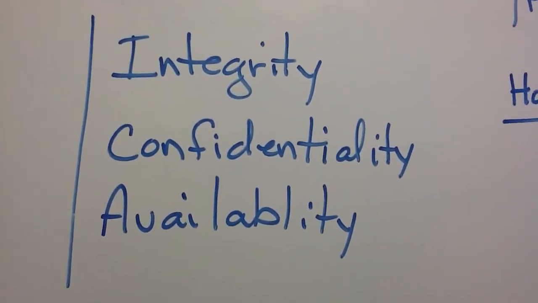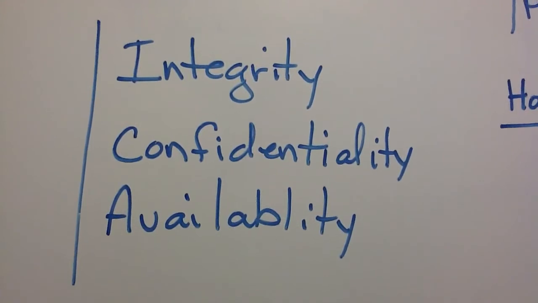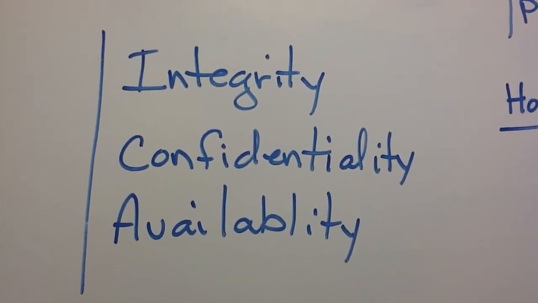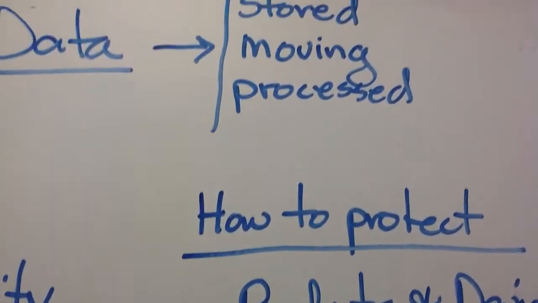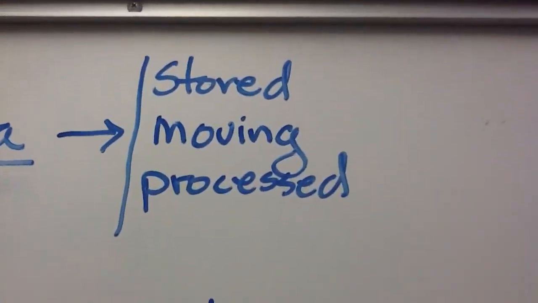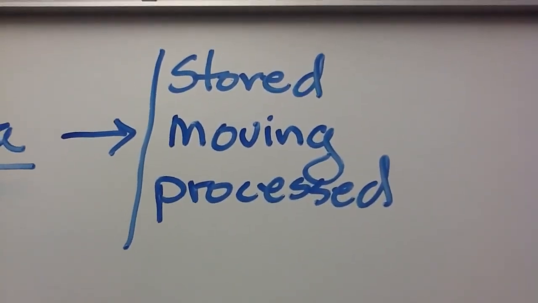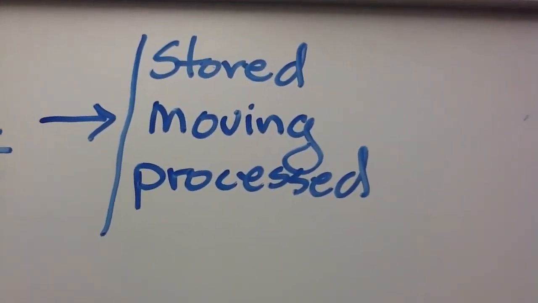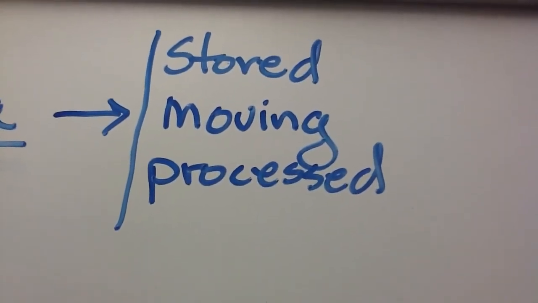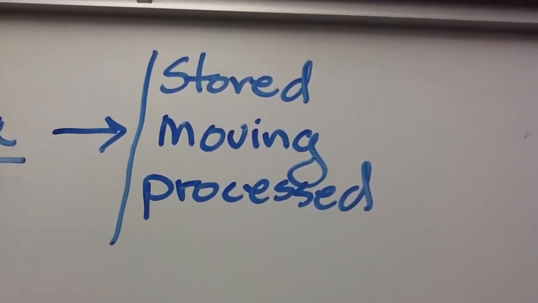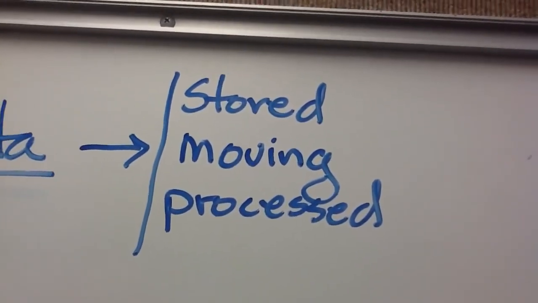And then we got to make the data available. How can we make the right data available to the right people and make sure the data is accurate? Okay? So, where do we have to worry about those three things? Well, we have to worry about it where the data is stored or when we're moving the data, like through the internet or just even from one computer to another, and while the data is actually being processed in memory.